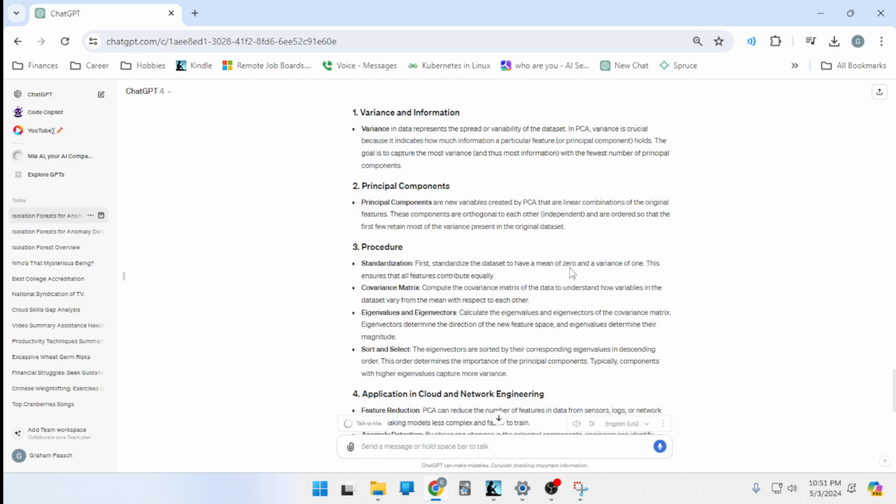Sort and select. The eigenvectors are sorted by their corresponding eigenvalues in ascending order. This order determines the importance of the principal components. Typically, components with higher eigenvalues capture more variance.